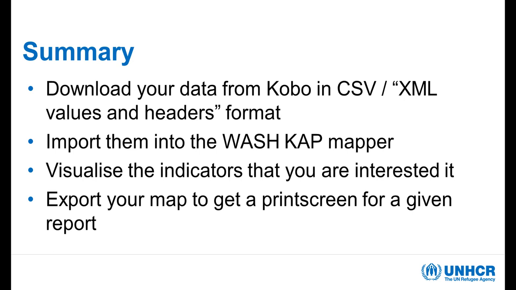As a summary, you need to download your data from Kobo in CSV format, XML values and headers to be able to then import them into the WASH KAP mapper, visualize the indicators that you're interested in, and then export your map to get a print screen for a report.